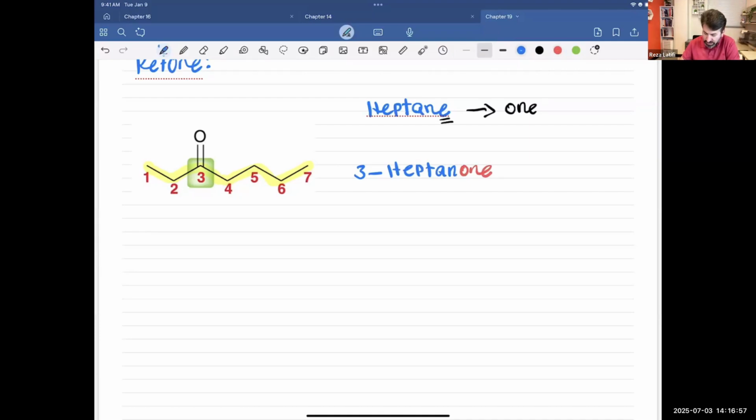Or how about this? I have 7 carbons, so I go hept-. And then I need to show where the carbonyl group is. I go dash 3, and then I say one. And that's another way to name the carbonyl. Okay, let's practice more complicated structures.